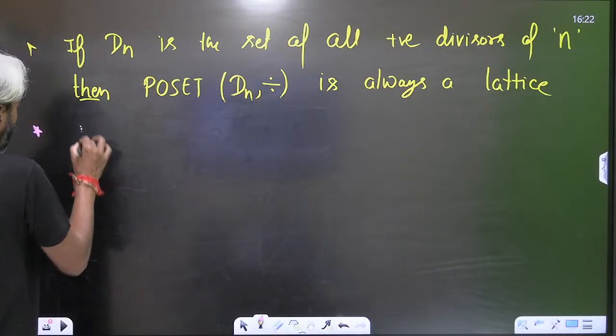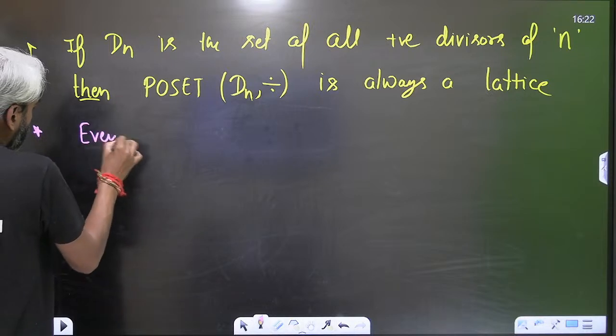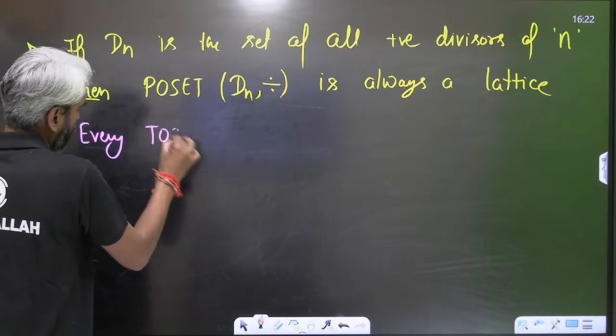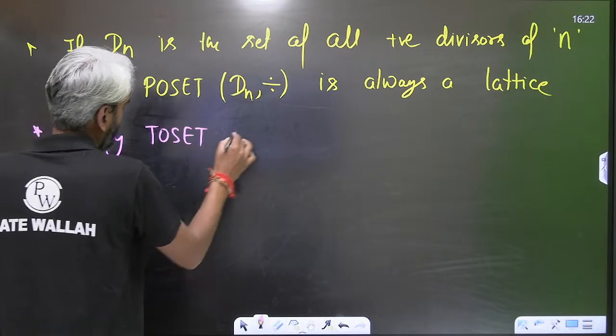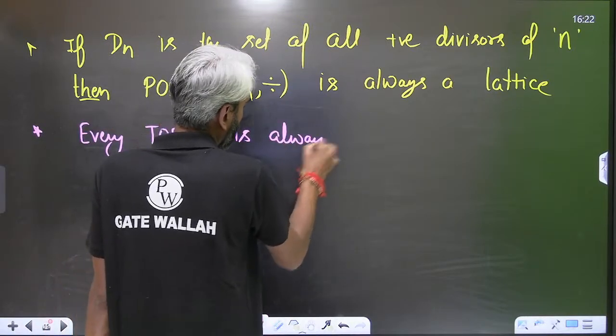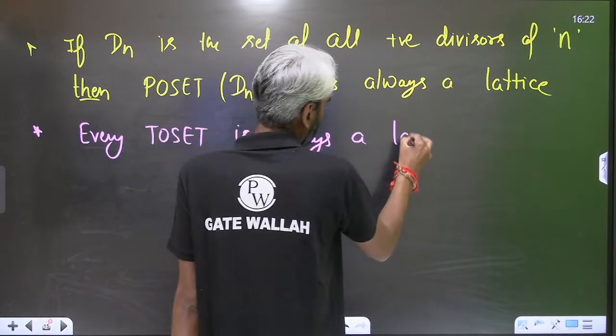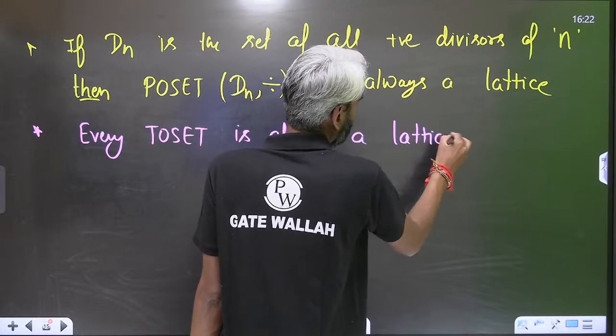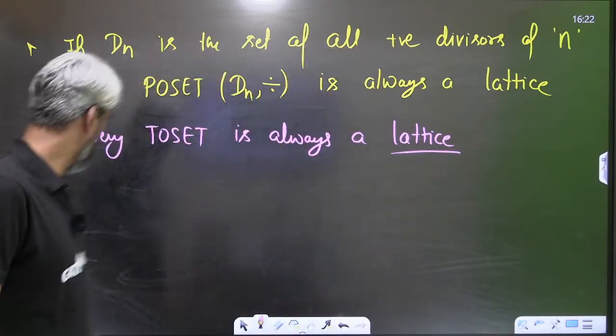So every toset is always a lattice, not vice versa. A lattice need not be a toset. You have seen an example.